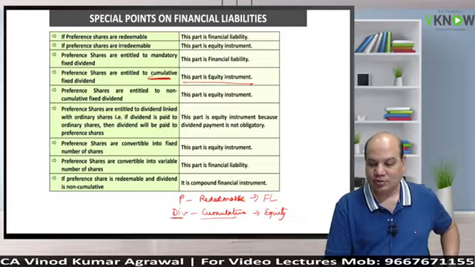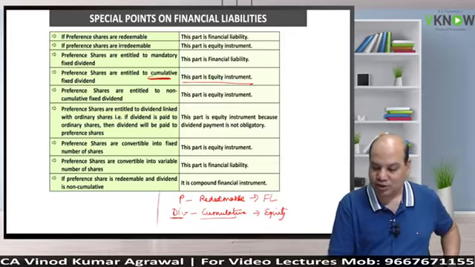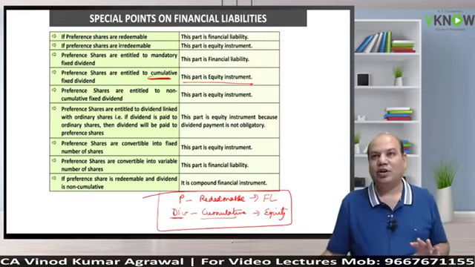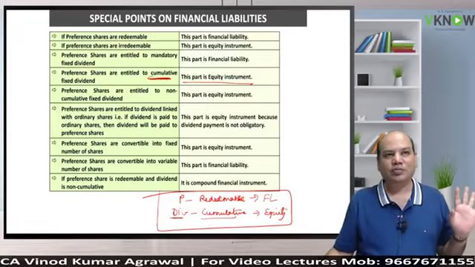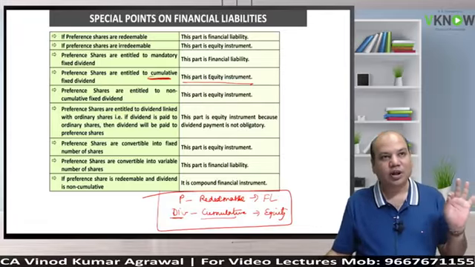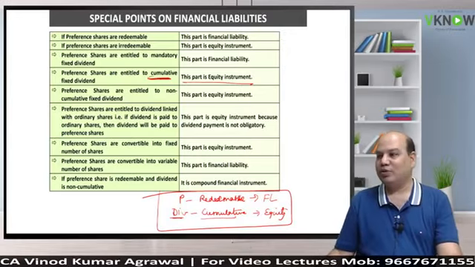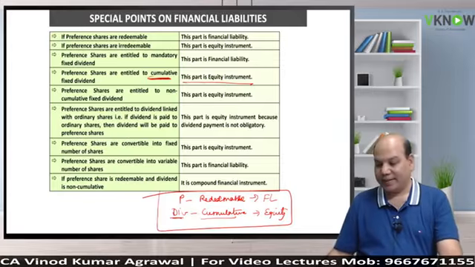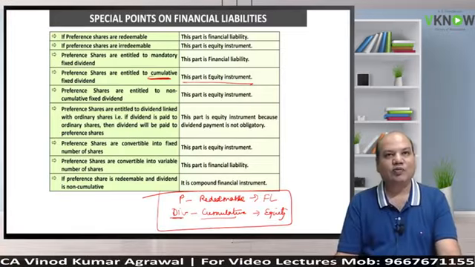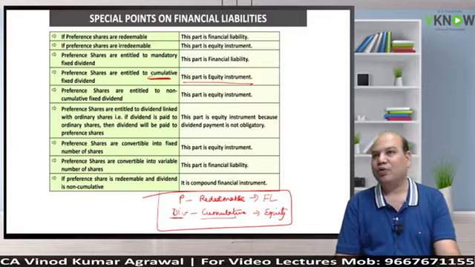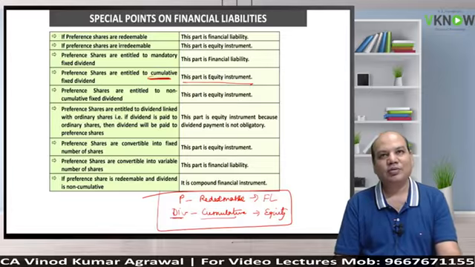Compound financial instrument. Okay, I will test you one more. Have you noted this down? For your understanding, if you understood, it's okay. Principal is redeemable, dividend is cumulative: compound financial instrument. A student will say it is a pure financial liability, but no. Cumulative preference dividend means you have the right to avoid it. So any cash flow which you have the right to avoid is not a liability.